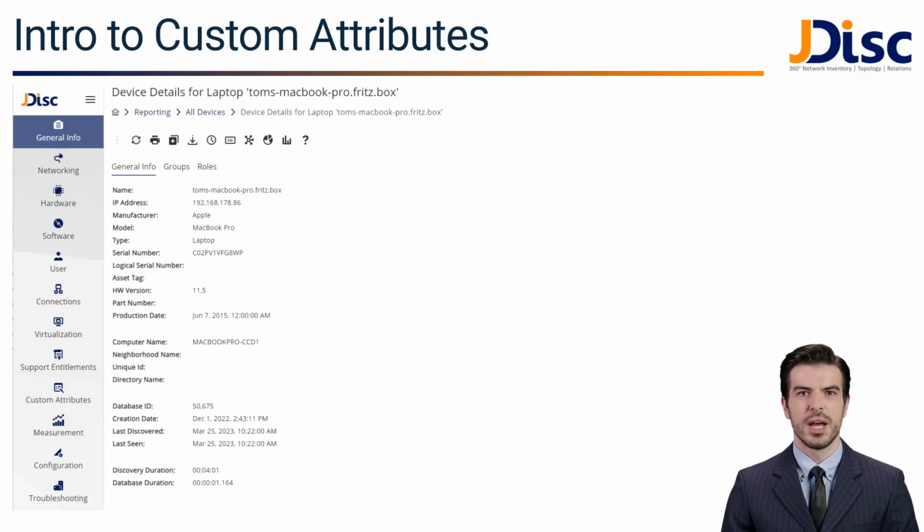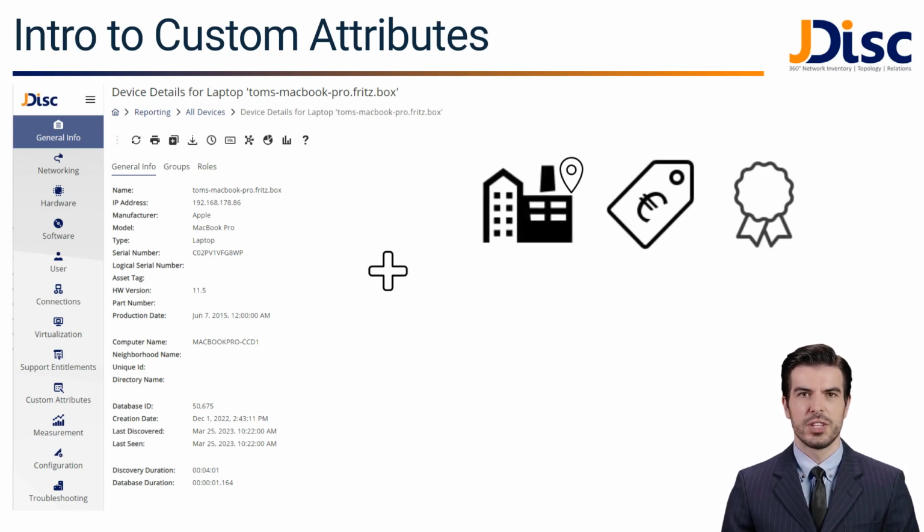JDisc Discovery collects a huge amount of device attributes automatically during the scan process. You can access these attributes via the built-in or custom reports. However, sometimes you need quick access to an additional attribute relevant to a device that cannot be discovered out of the box, like, for example, the location of a device, or the purchase price and warranty information, or the last battery replacement date of a UPS, and many more.